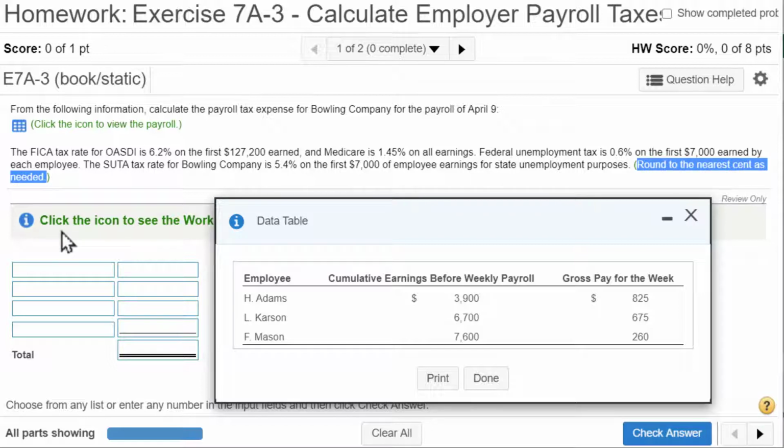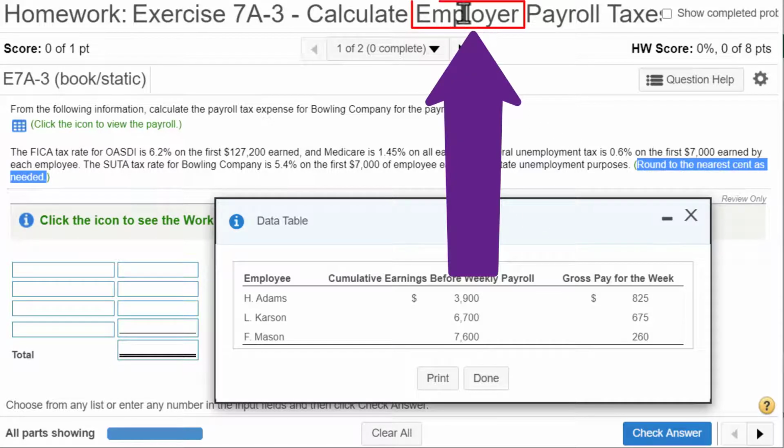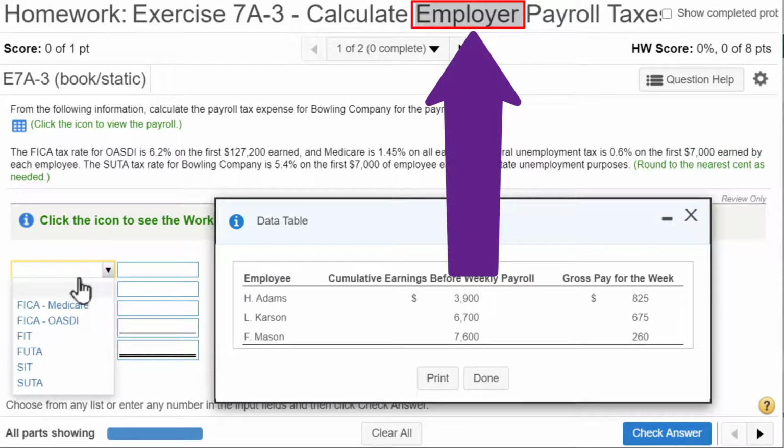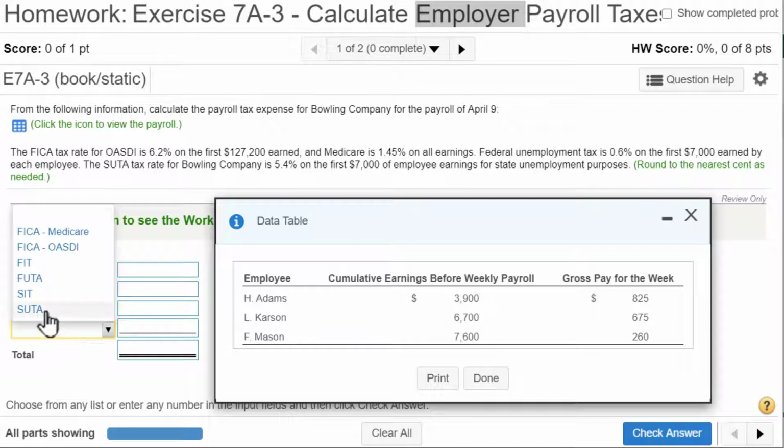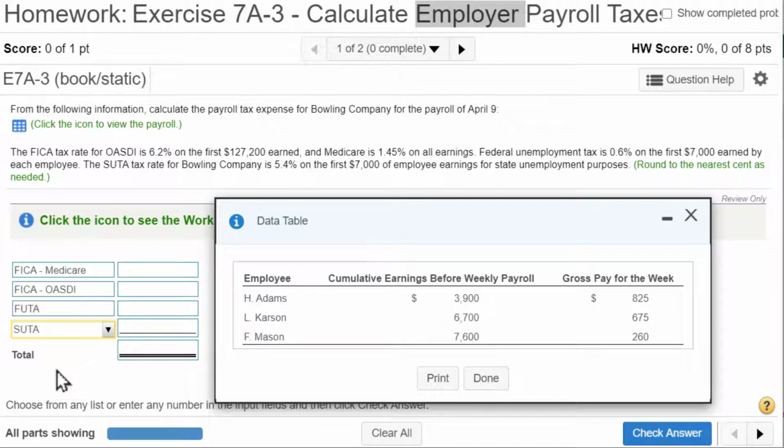So what are the employer payroll taxes? Again, remember this problem is only doing the employer payroll taxes. So the taxes are, we've got Medicare, we've got OASDI, we've got FUTA, and we've got SUTA. So those are the 4 employer payroll taxes.